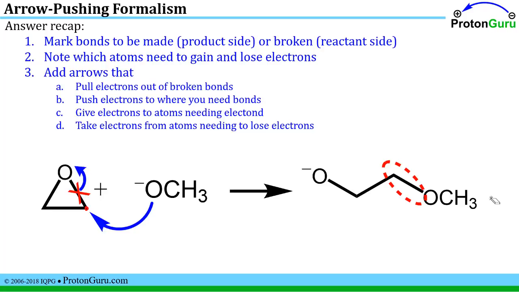Now the procedure is to figure out which bonds need to be made on the product side, which bonds in the reactant side will break, note which atoms need to gain and lose electrons, and then add all the arrows. Make sure that you're pulling electrons out of the bonds that are broken, pushing them into the spaces where you need new bonds. Be sure that you're giving electrons to the atoms that need to gain negative charge, and make sure you're taking electrons away from atoms that need to get rid of electrons.